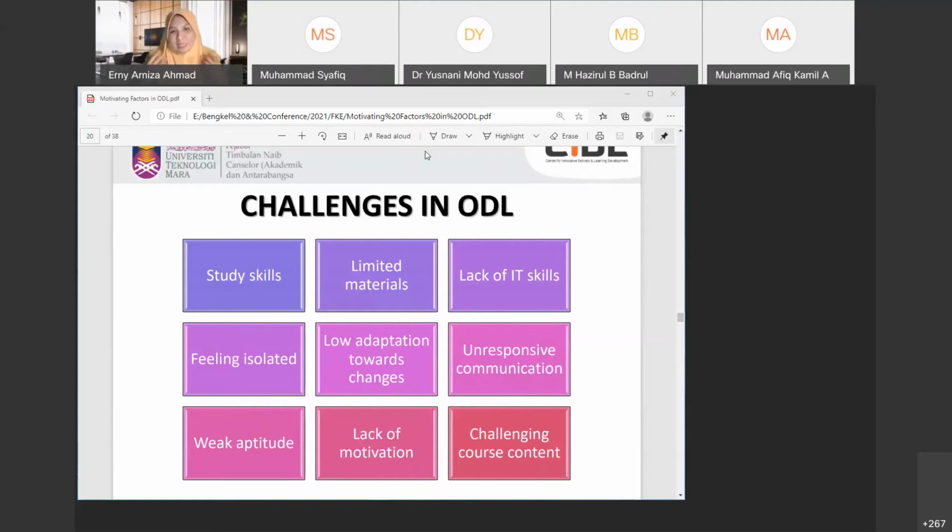For those of us who are mid-age adults, even older adults, we can measure the skills. So this is one of the challenges. And then feeling isolated. This is because of your communication skills. When we don't communicate, we will feel isolated. We will feel alone. So this one is fine, Madam will talk about it later.